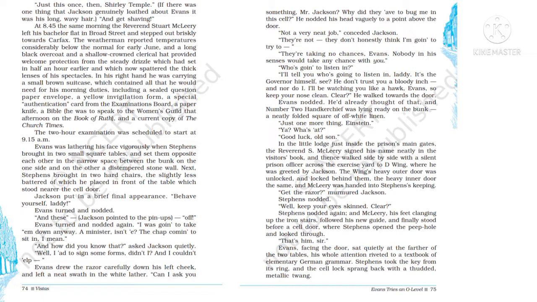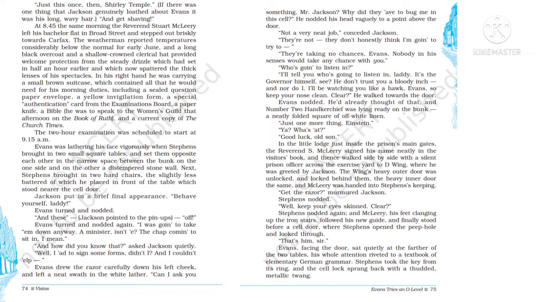Now we find that the priest, that is McCleary, who is going to be the invigilator, reached Oxford prison. He signed his name in the visitor's book and then followed the prison officer Jackson and was taken to Evans' cell, that is in D Wing. Now, I told you that all sorts of arrangements were done for safety and security measures, isn't it? So that Evans cannot escape.